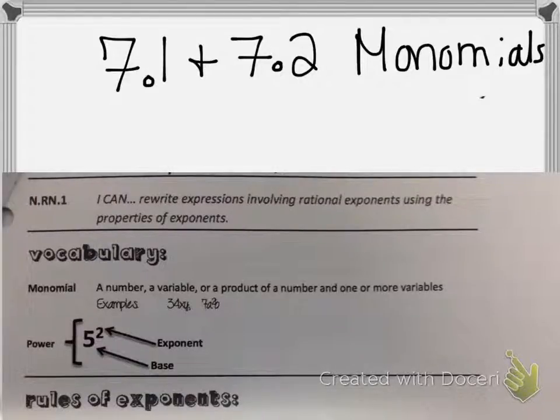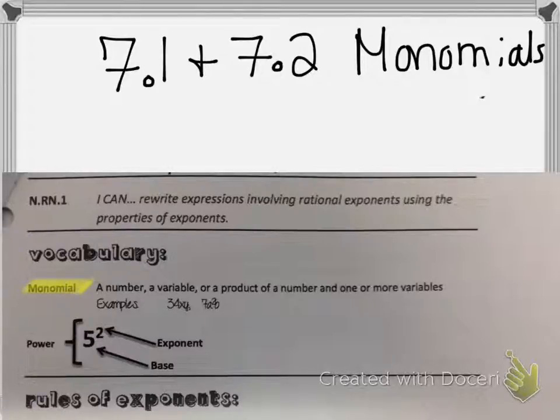Today we're going to talk about monomials, and we're going to lead that into simplifying polynomials. This is section 7.1 and 7.2 in your books. So your learning target for today: I can rewrite expressions involving rational exponents using the properties of exponents. And so the first thing that we need to talk about is a monomial.